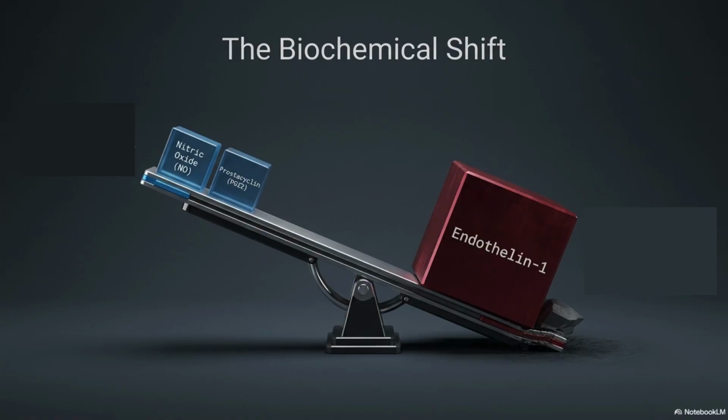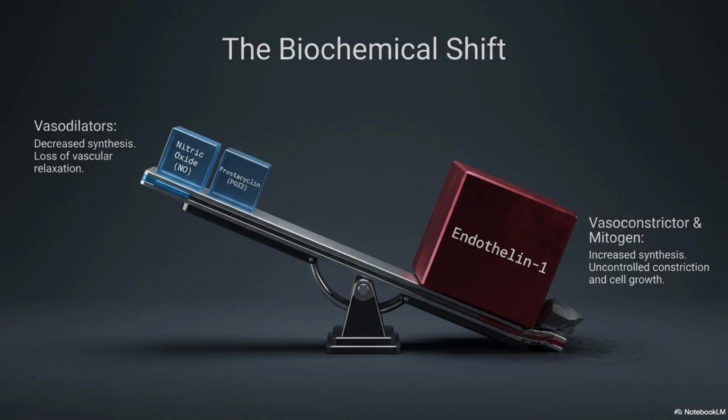The proliferation causes a dangerous biochemical shift in the pulmonary vessels. On one hand, our key vasodilators, nitric oxide and prostacyclin, have decreased synthesis. This results in a severe loss of vascular relaxation. On the other hand, endothelin-1, which is a potent vasoconstrictor and mitogen, sees increased synthesis. This leads to uncontrolled constriction and cell growth.